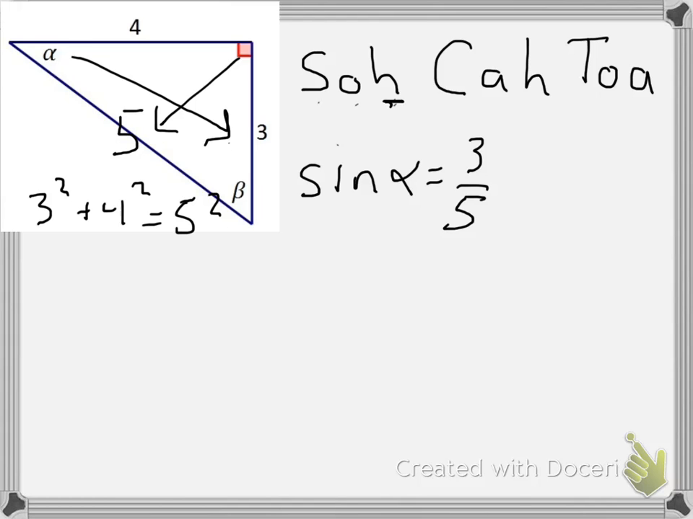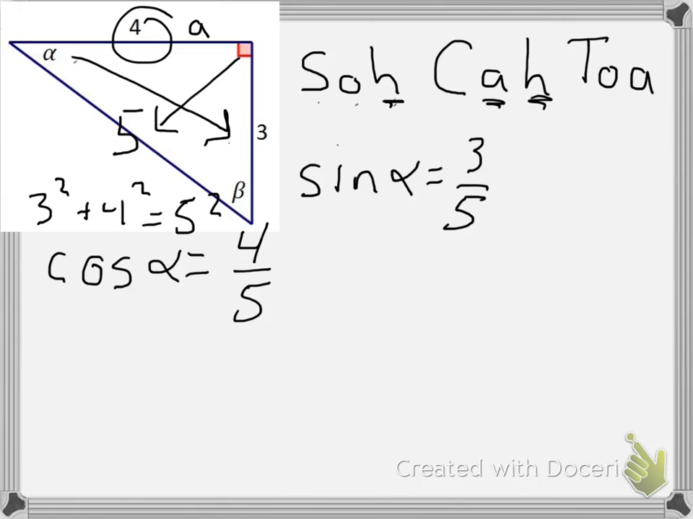What is cosine? Okay, cosine, let's see here. The cosine of alpha is the adjacent side to the angle. Well, the adjacent is right here, is 4. There's the adjacent. And the hypotenuse, well, we just figured it out, is 5.